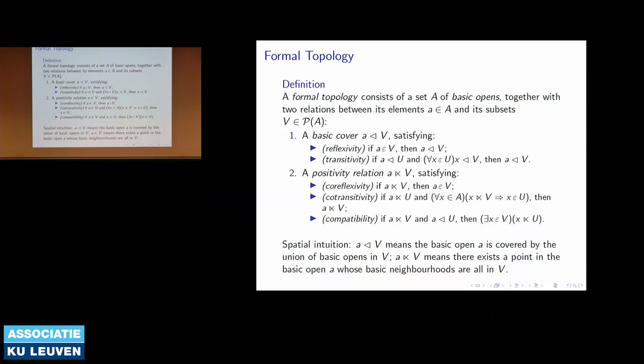And the special intuition is the following. A covered by V simply means that the open A is contained in the union of the family V, while A fish V means that there exists a point, and notice I didn't define formally what a point is. This is just intuition, spatial intuition. There exists a point in A, all whose basic neighborhoods are in the family V.